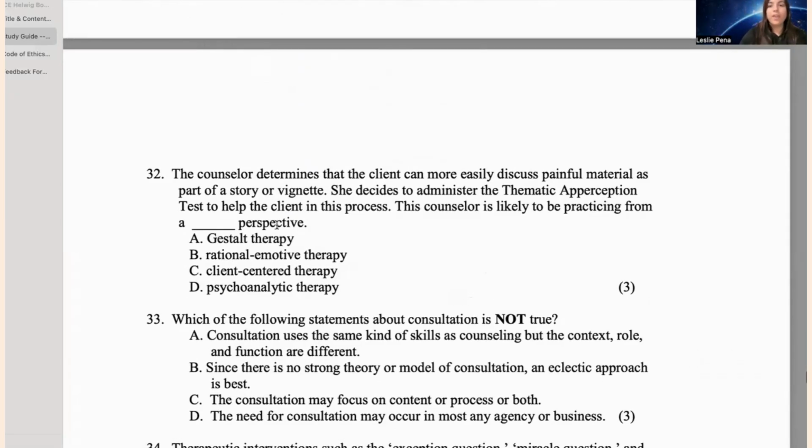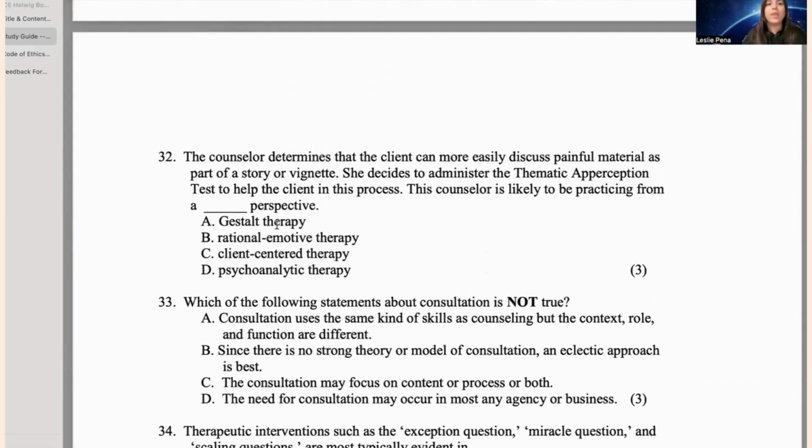32. The counselor determines that the client may more easily discuss painful materials as part of a story or vignette. She decides to administer the thematic apperception test to help the client in this process. This test is actually really cool. You give the client a bunch of pictures about different scenarios that are happening, and then you ask them to interpret what's happening. Whatever they say is supposed to bring you some insight into where their brain goes, the way that they think. This is a psychoanalytic therapy. D is the answer.